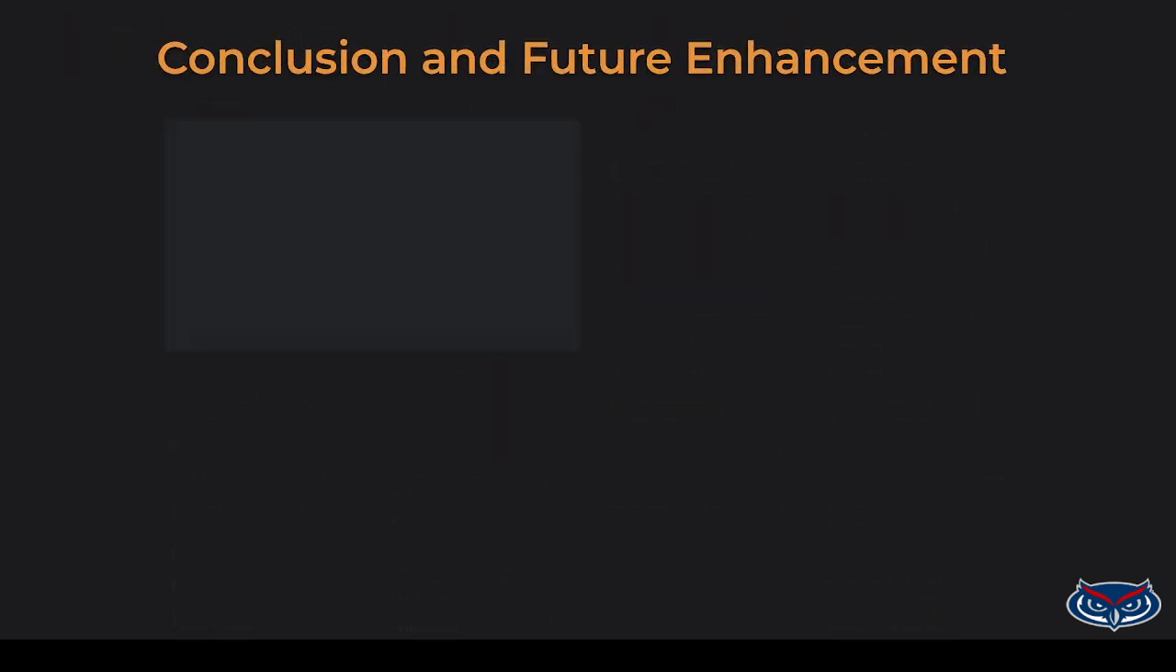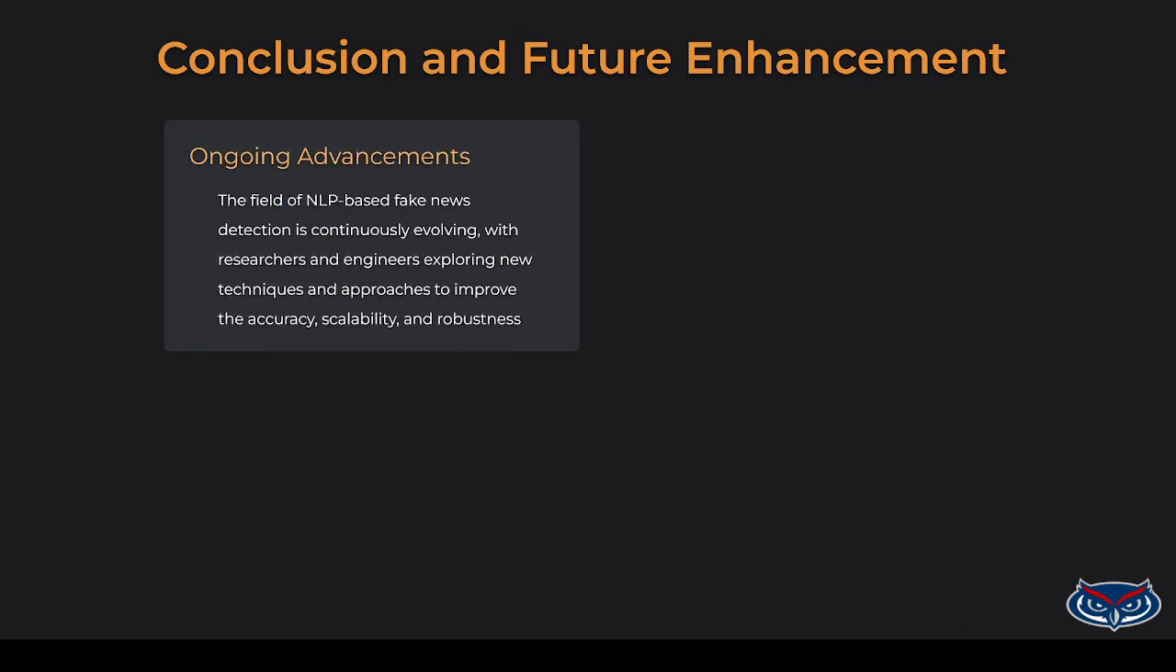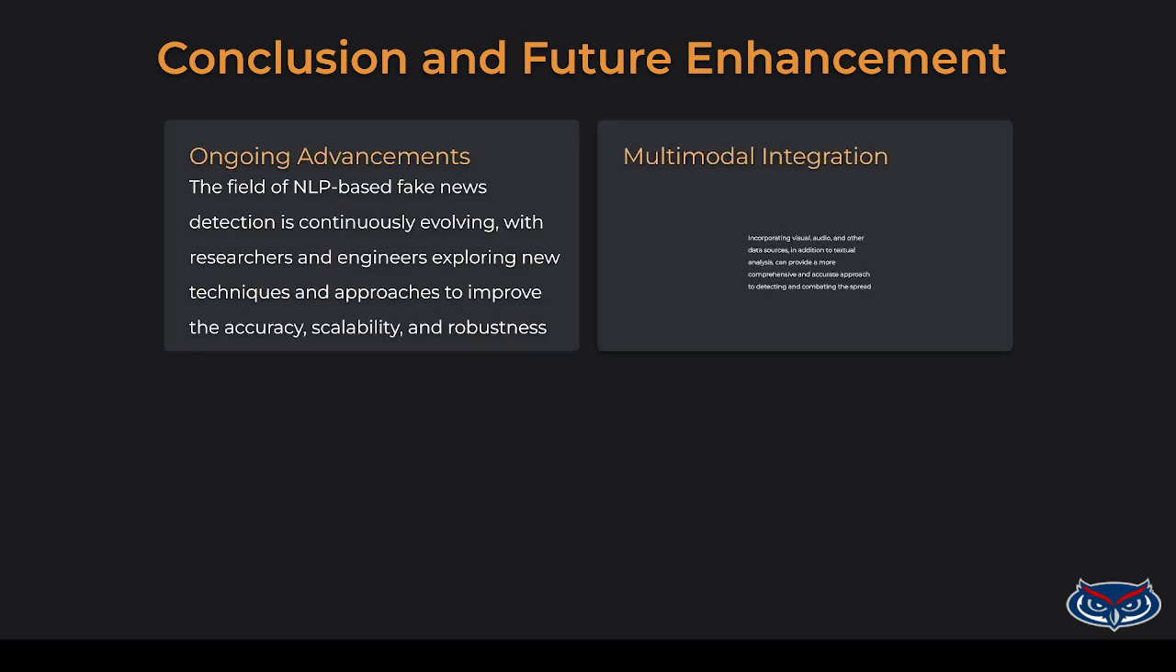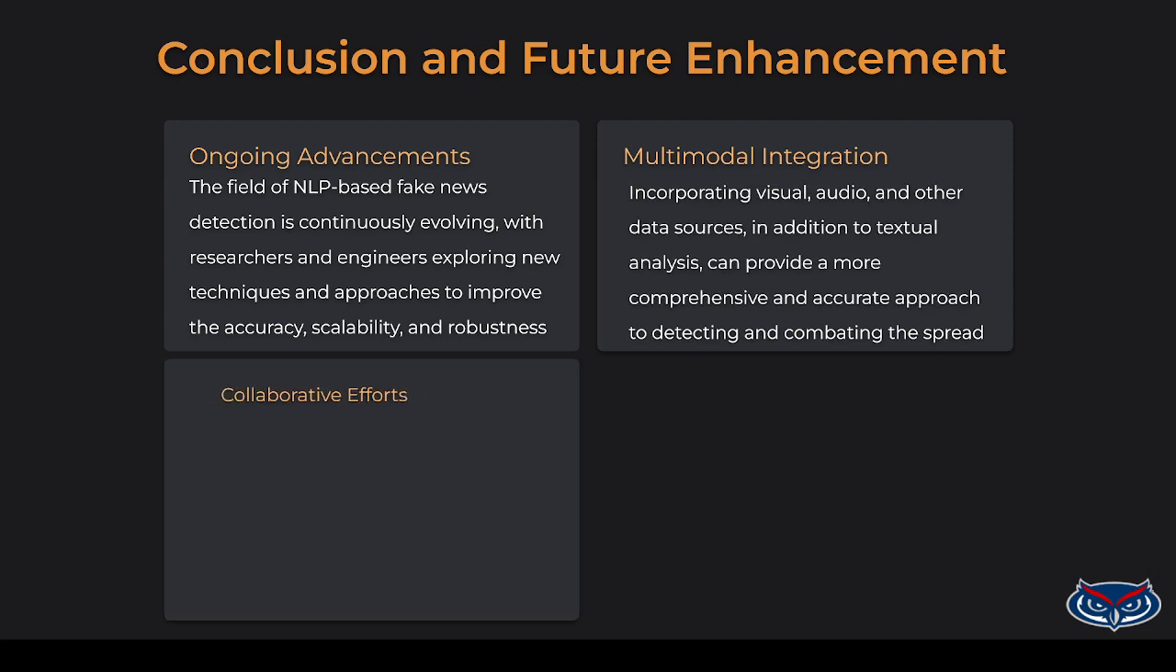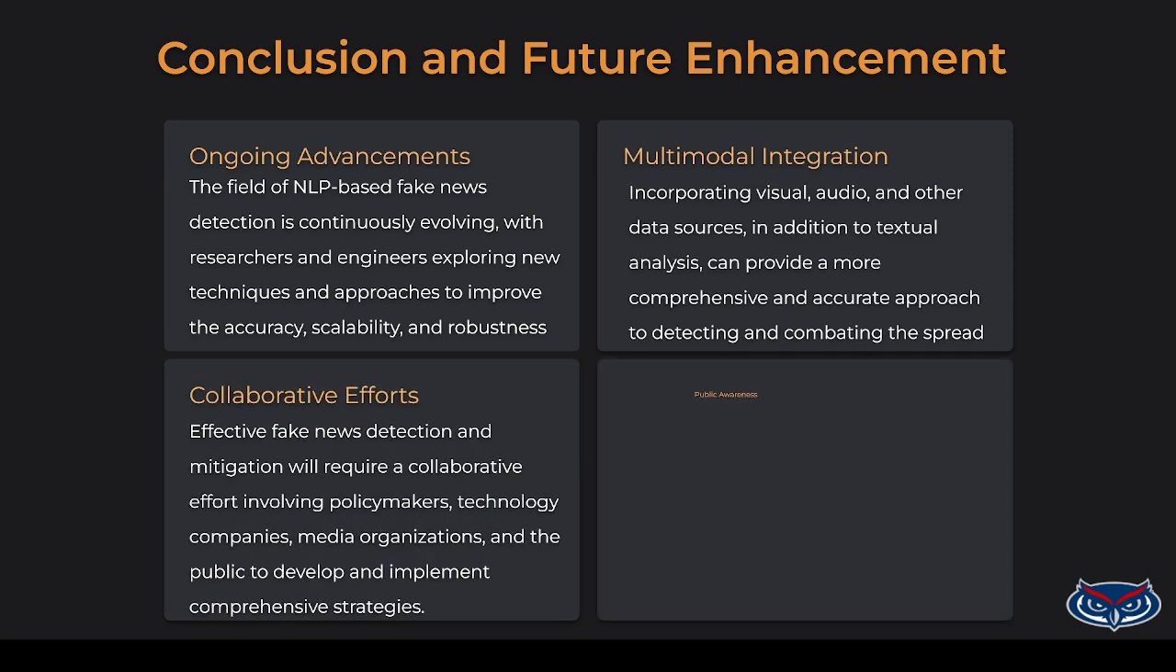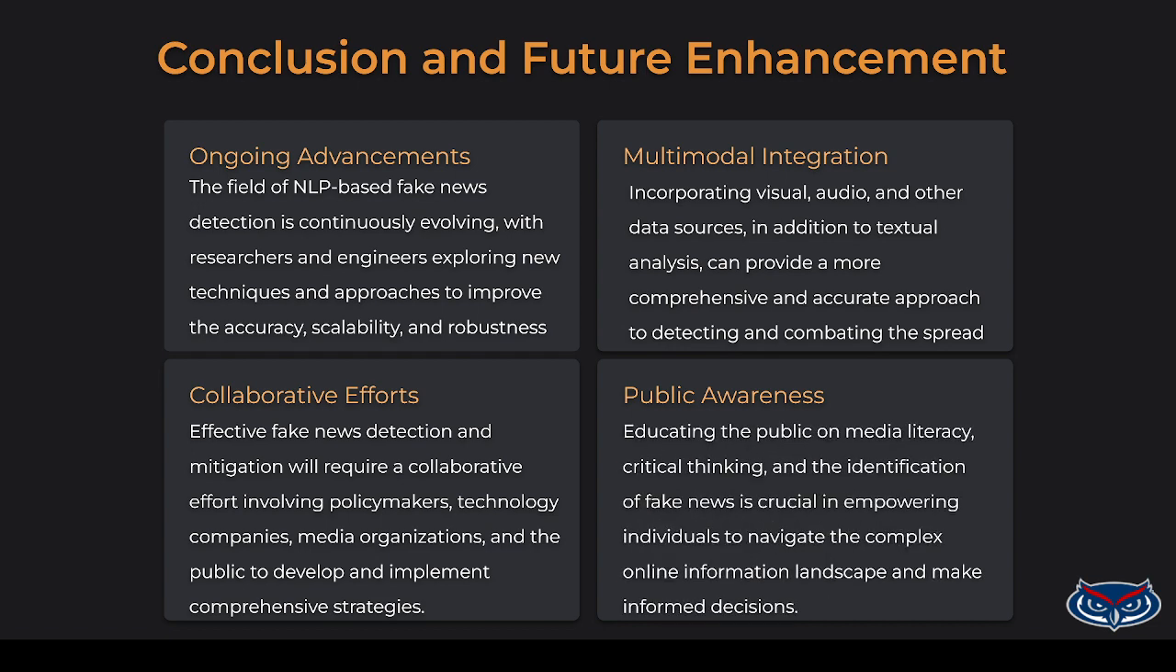Moving on to conclusion and future enhancements. Ongoing advancements: the field of NLP-based fake news detection is continuously evolving, with researchers and engineers exploring new techniques and approaches to improve accuracy, scalability, and robustness. Multimodal integration: incorporating visual, audio, and other data sources in addition to textual analysis can provide a more comprehensive and accurate approach to detecting and combating the spread.